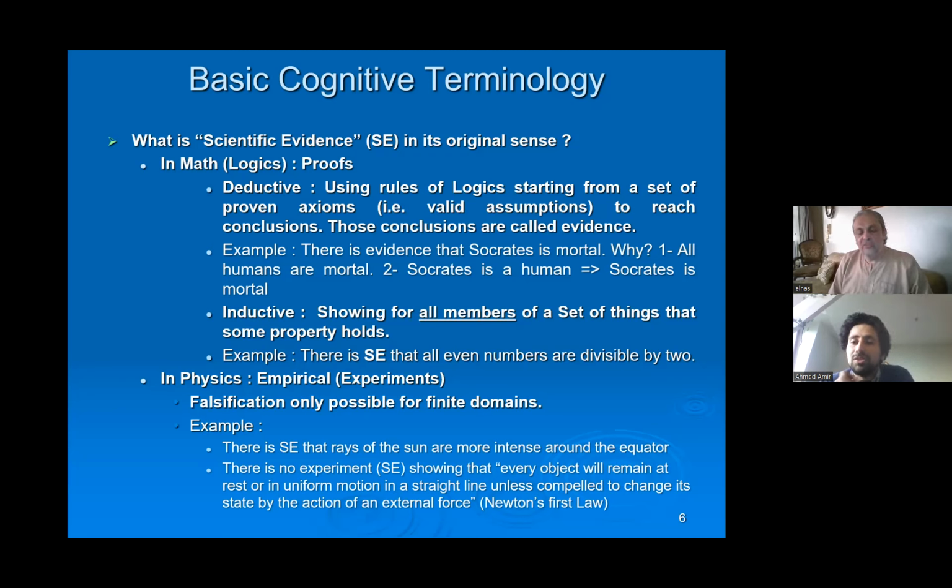Paradigm. You never claim that what you are saying is the absolute truth. We are going to see this in the next slide. But here, let us recap. While in math, scientific evidence is proofs, in physics, the experiments are the scientific evidence. And these experiments are actually always an attempt to falsify.